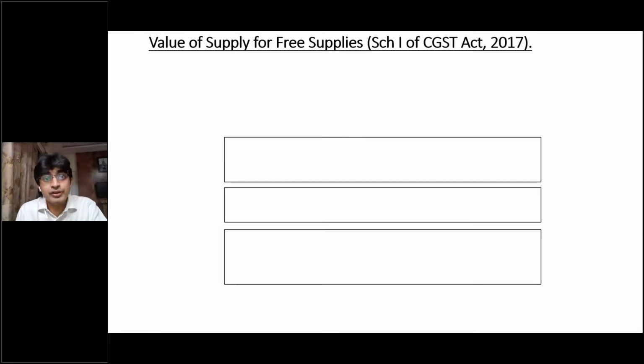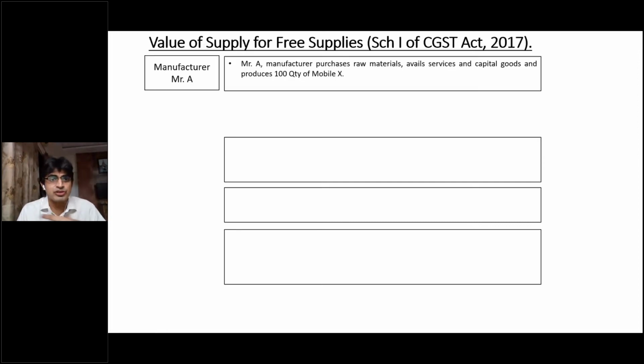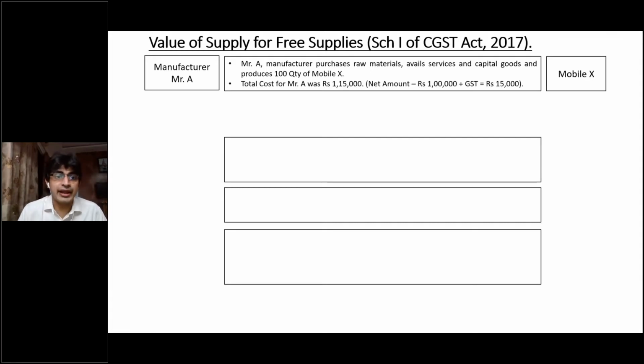Clear? Now see this. Value of supply for free supplies. यानी मैंने फ्री में गुड्स दे दिए, उसके बाद ये फ्री सैंपल्स नहीं है. These are free supplies. See this, what is that? Suppose I am a manufacturer, Mr. A. Again same. I bought raw material. I availed service. I bought capital goods and I produced 100 quantity of mobile X. Total cost was 1,15,000. Same. 1 lakh का net amount plus 15,000 was the GST.